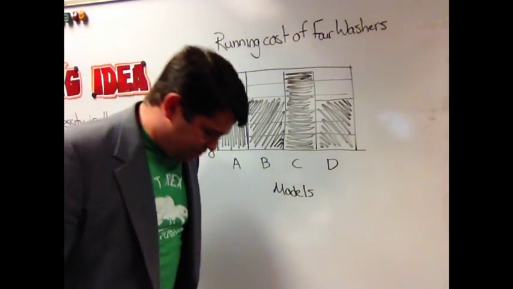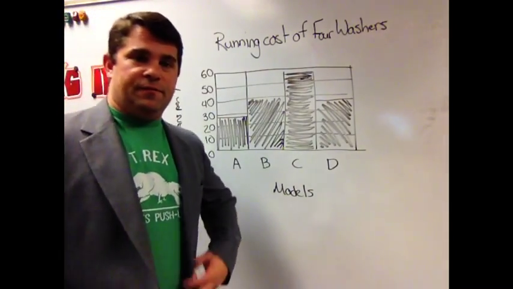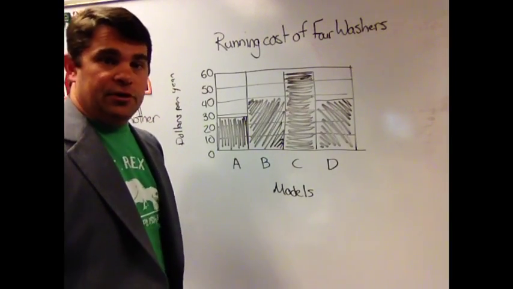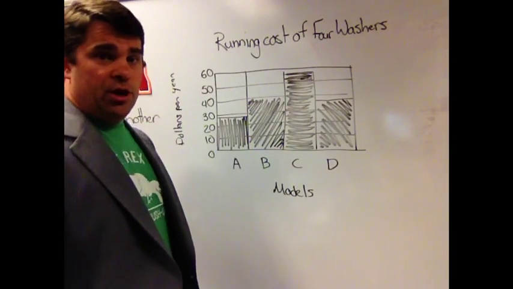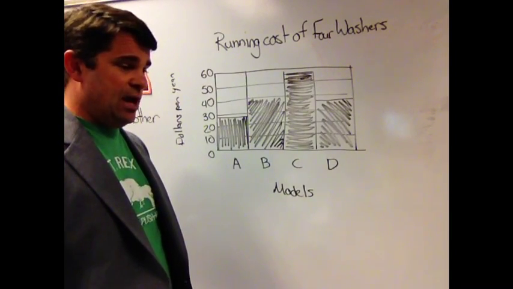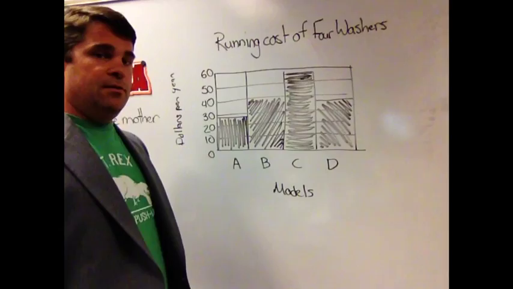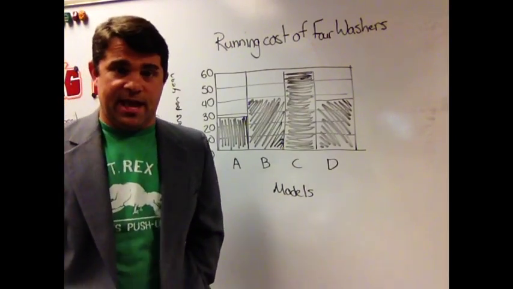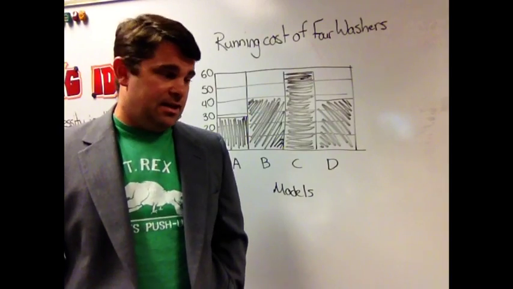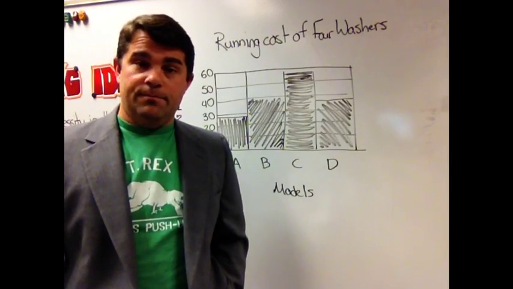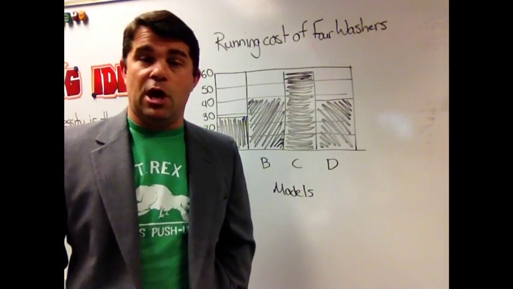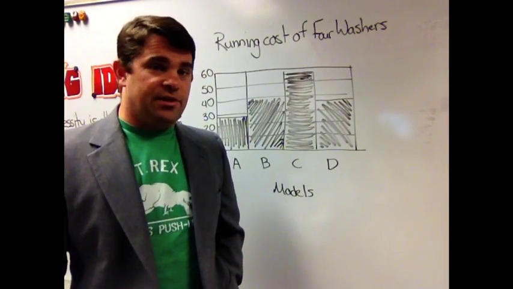Now, based on this graph, which model of washing machine would you buy? If you're looking for cost efficiency, I would go with Model A because it's the cheapest per year to run. Now, with that, because you have other data there, you have to look at what other things they tested. They tested the amount of water that you're using, which is also another cost, and then how long it takes. So you got to factor in those as well.